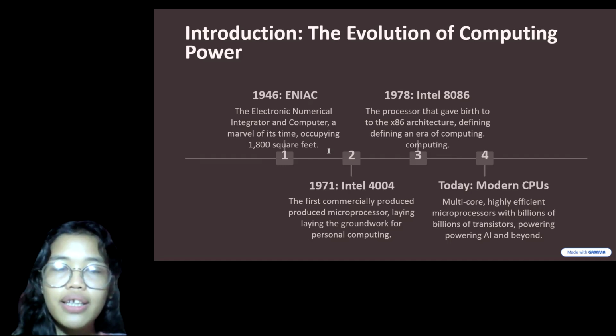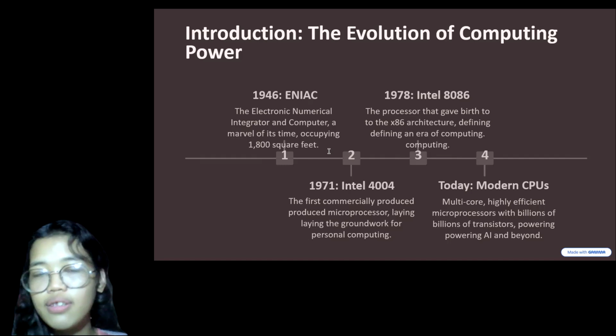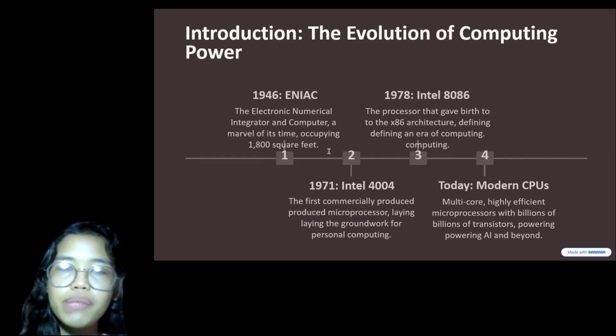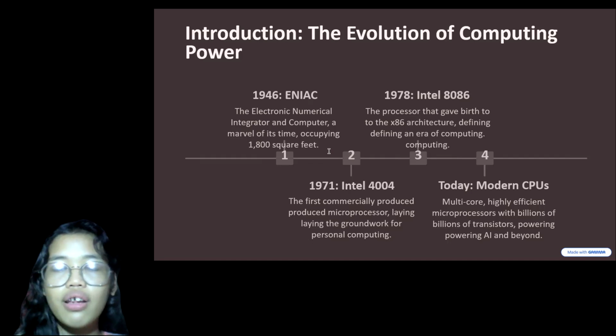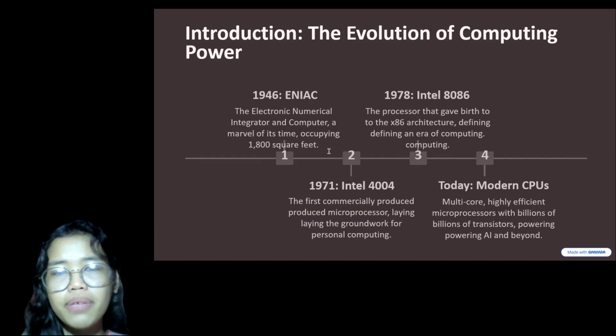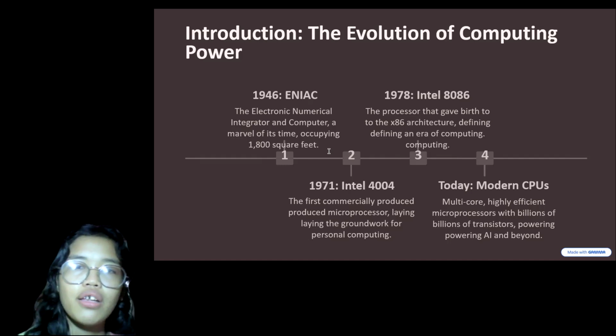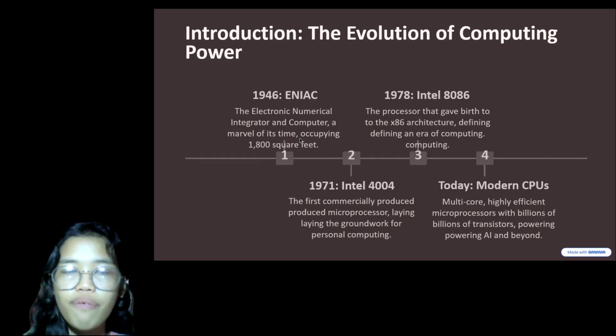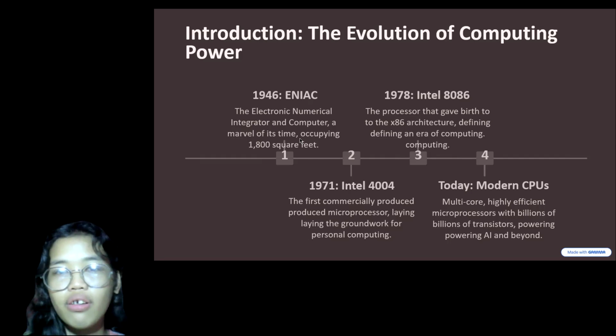And then the Intel 8086, which was introduced in 1978, was developed to expand this idea to a 16-bit architecture with more complex instructions. When IBM chose it for the first PC, its architecture, x86, became the industry standard. And yeah, it really defines the era of computing.